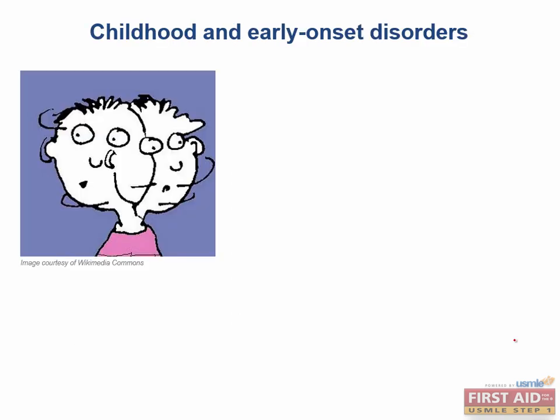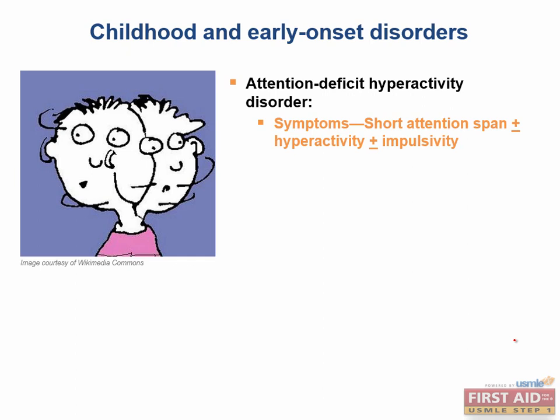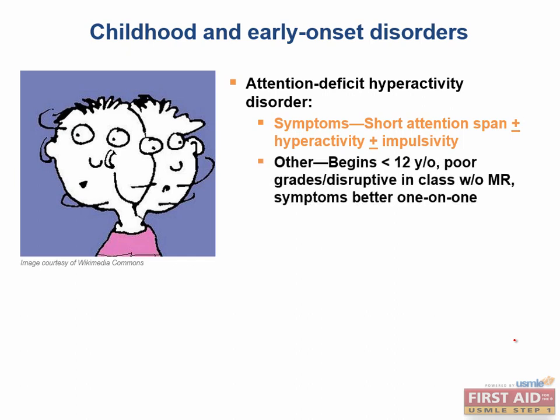ADHD is one of those disorders that has a bunch of really specific criteria, but let's be real. We all know what ADHD is about. It involves a short attention span, hyperactivity, and/or impulsivity, and really, that's about all you need to know for step one. There's a few other things that are commonly a part of the vignettes. It starts before age 12, they're disruptive in class, they get poor grades but aren't retarded, and finally, they're usually okay when interacting with someone one-on-one, but you can generally recognize the symptoms of ADHD right off the bat.